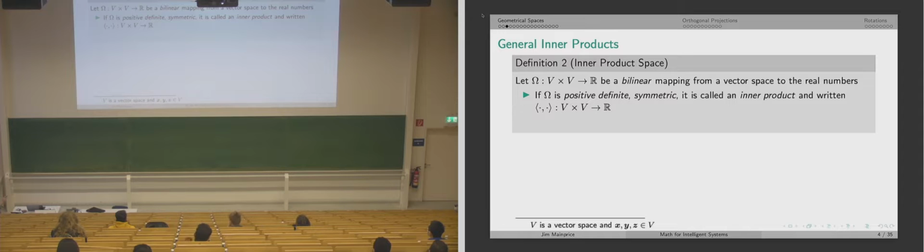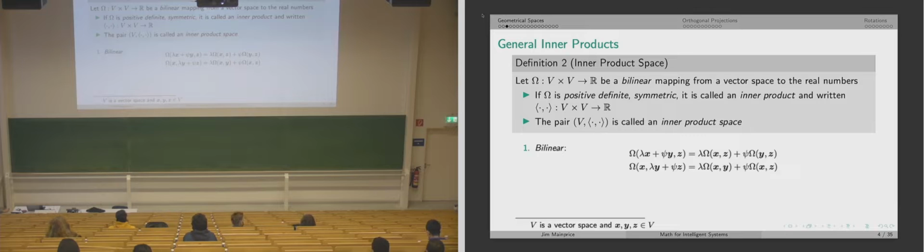We write inner products using these brackets like that. The pair of the vector space and the inner product is called an inner product space. So an inner product space is a vector space with an inner product.